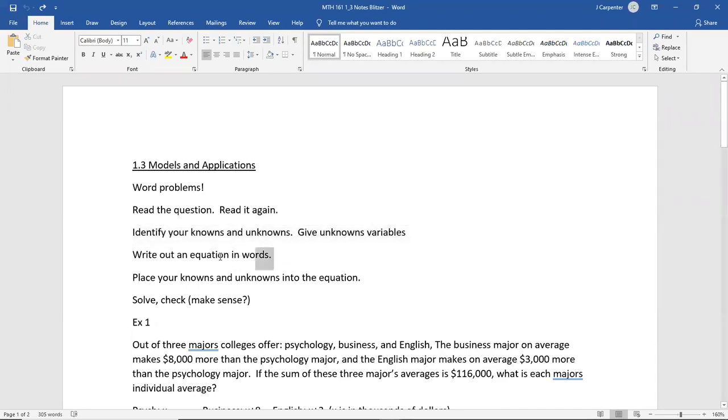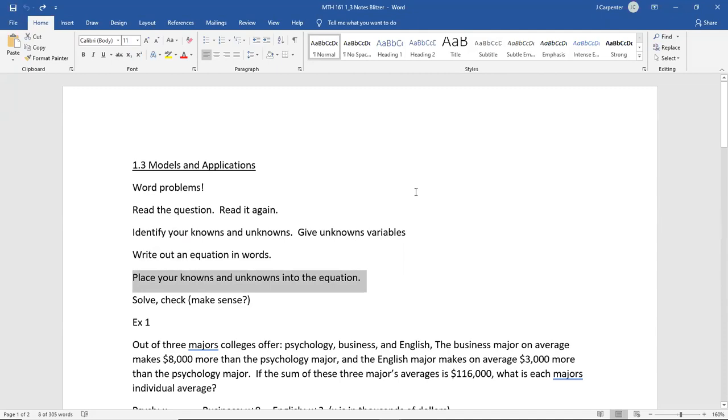Then, like our mommies and daddies tell us, use your words. Write out an equation in words. Don't just go straight to x times 3y minus z equals blah, blah, blah. Write it out in words. I can't tell you how many times this has saved myself, my students, anybody really. Especially with the first problem, the first example we're going to do together, which we might have enough time to finish. I'm kind of thinking on whether or not 9 minutes is enough, but we'll try. Once you have your equation in words, you want to make sure you place your knowns and unknowns into the equation.